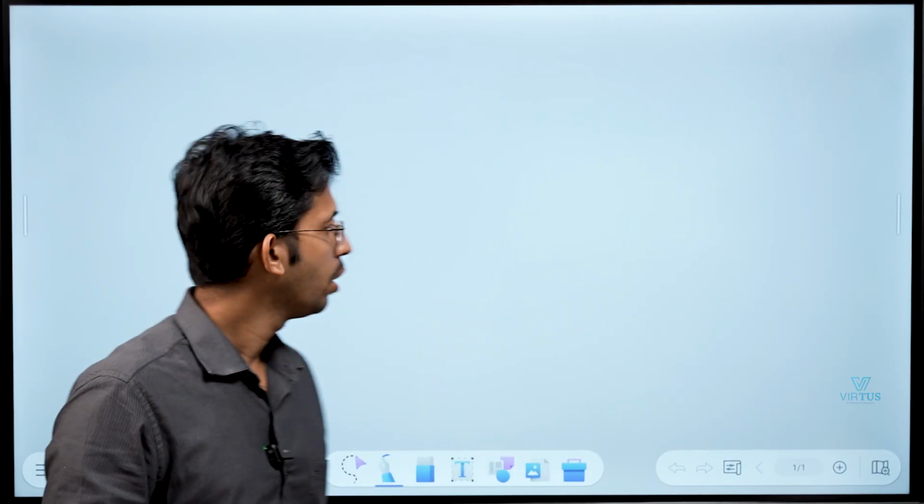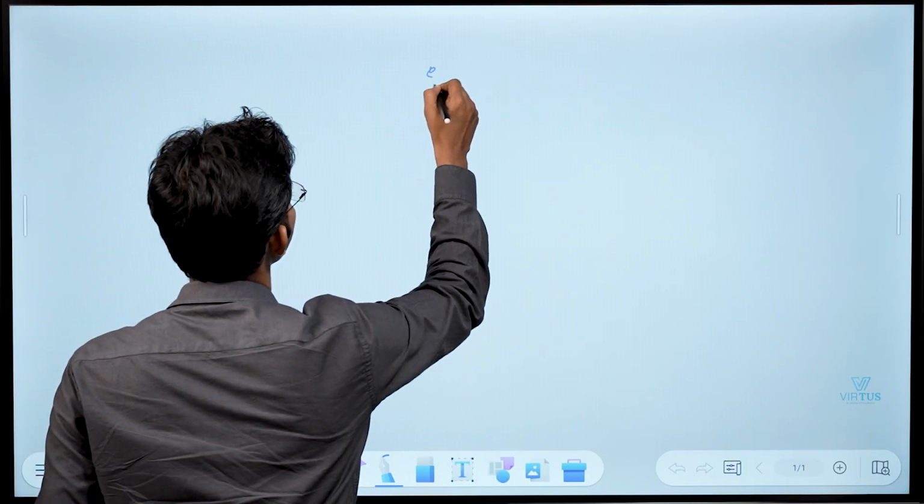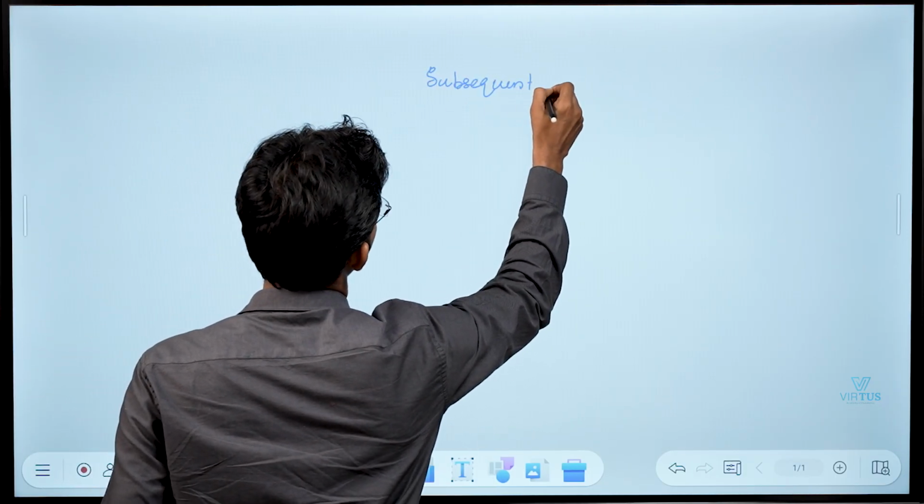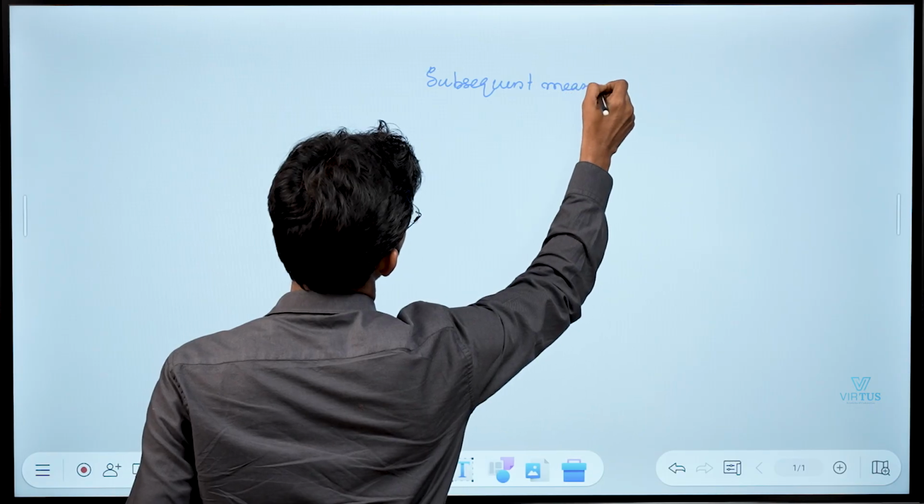Friends, in the previous lecture, we were dealing with IND AS 16, part 1. In that, we discussed the initial measurement of property, plant and equipment as per IND AS 16. Now, we are going to learn about the subsequent measurement of PPE.